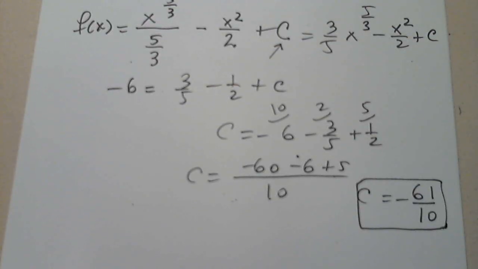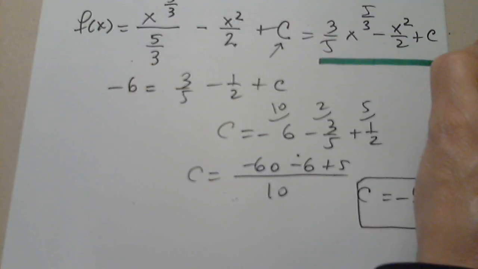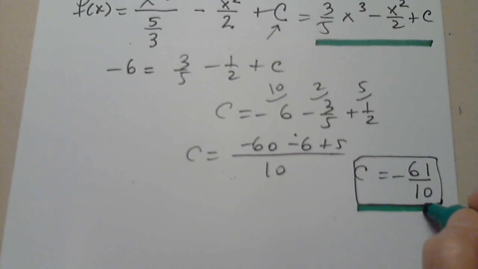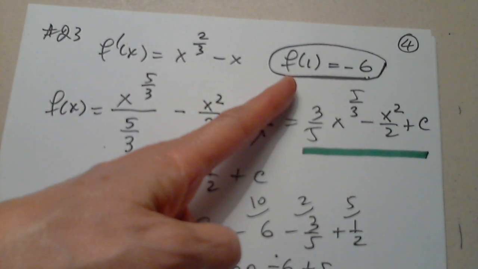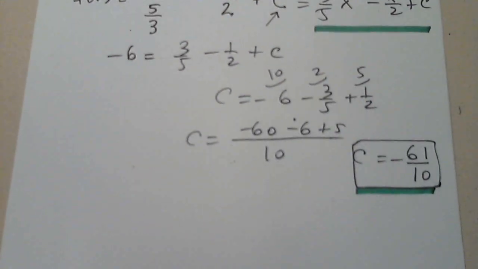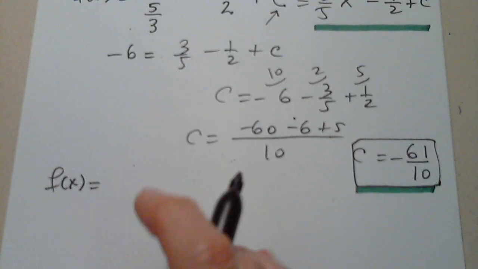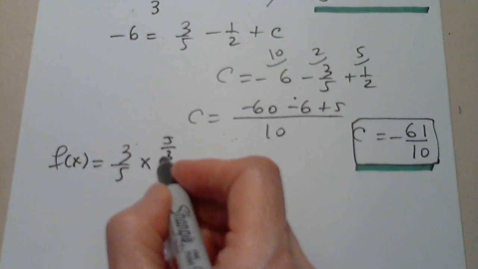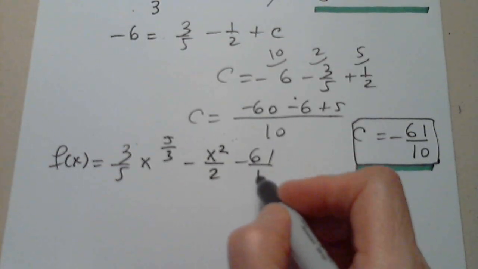So again, this was the most general antiderivative. But now, because we have the constant, we can also determine the unique solution that satisfies the initial condition as well. So f of x equals 3/5 x to 5/3 minus x squared over 2 minus 61 over 10.